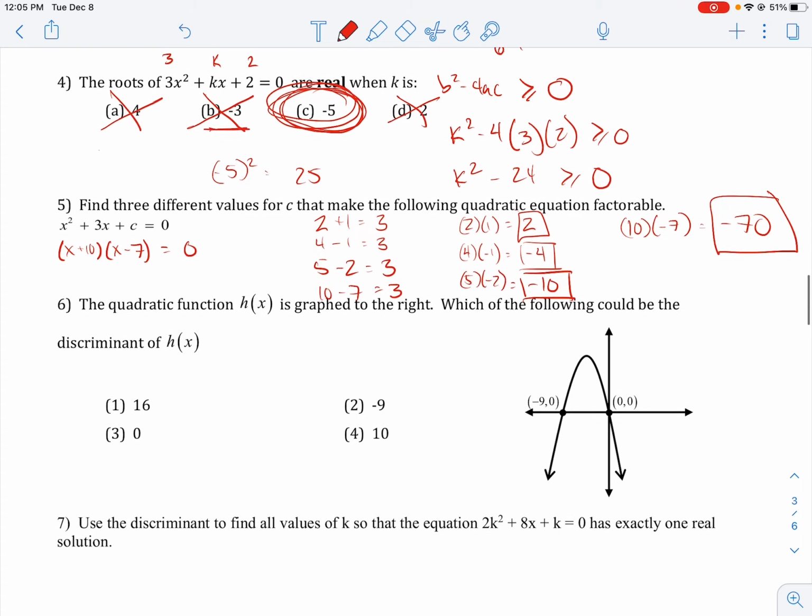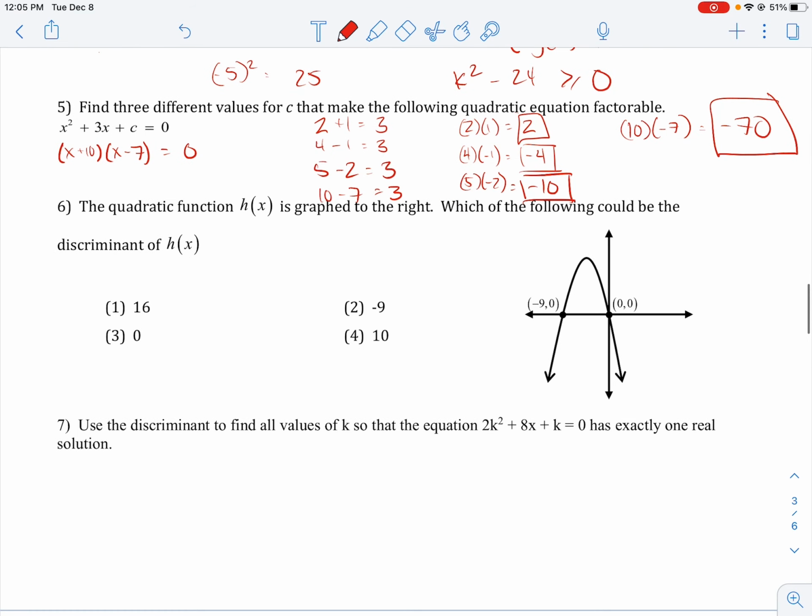Okay. Take a look at number 6. The quadratic function h of x is graphed to the right. Which of the following could be the discriminant of h of x? Okay, so let's take a look at our roots. We got nice numbers here.